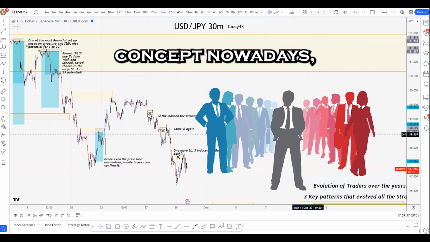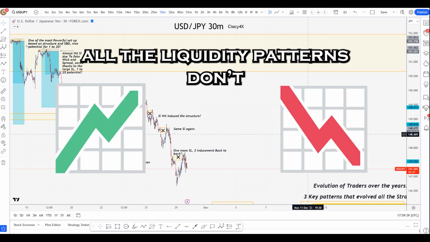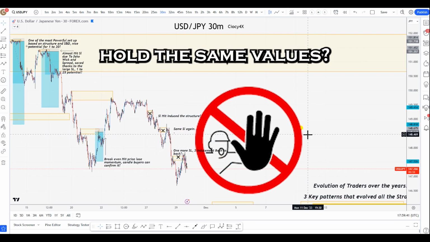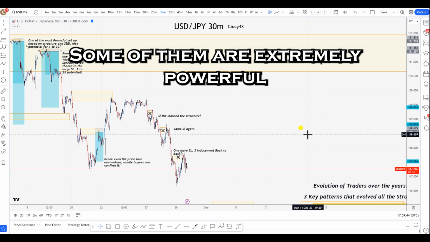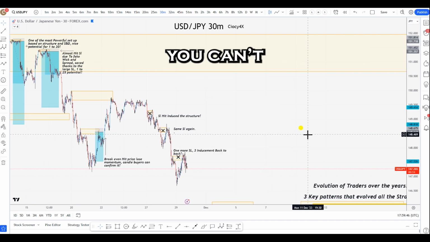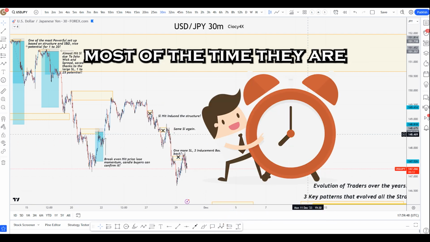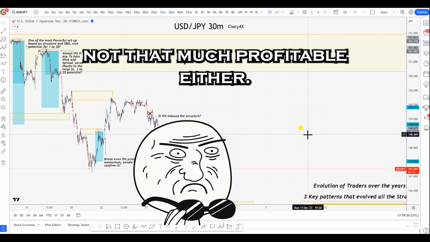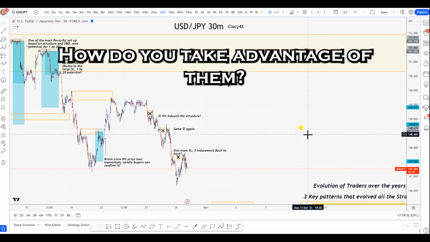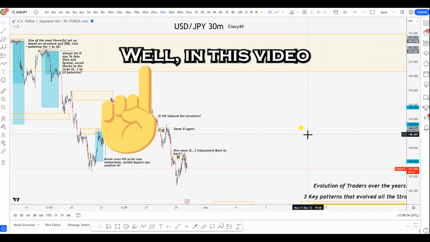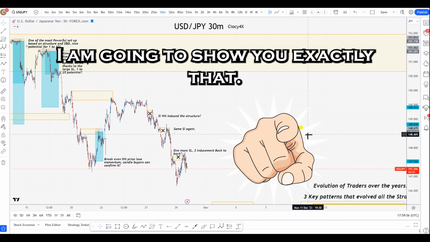Everybody is trading liquidity concepts nowadays. But did you know that all the liquidity patterns don't hold the same value? Some of them are extremely powerful to learn about, while others you can just skip, because most of the time they're not that profitable either. So what are these patterns? How do you take advantage of them? Well, in this video, I'm going to show you exactly that.